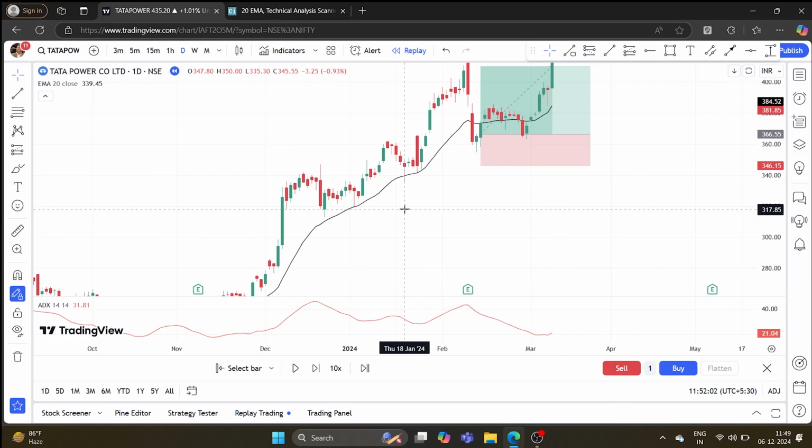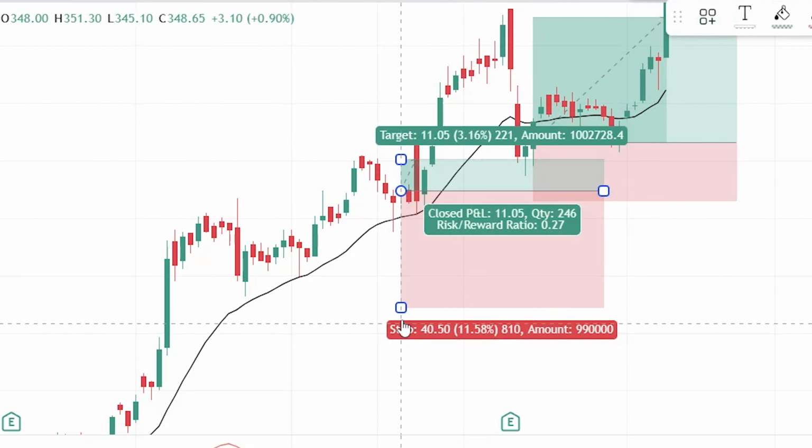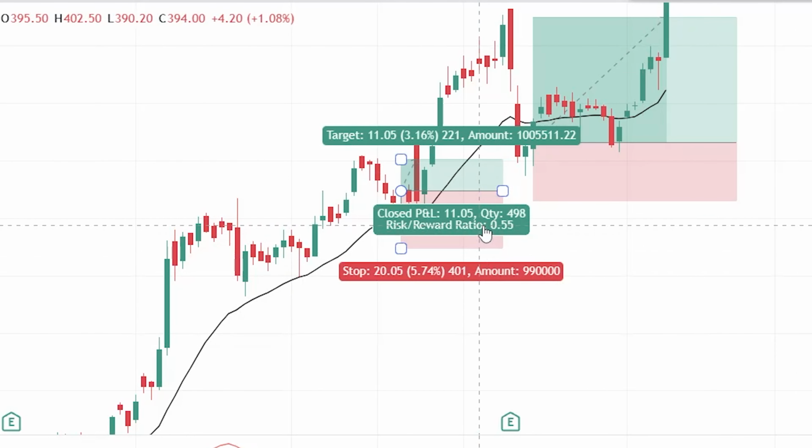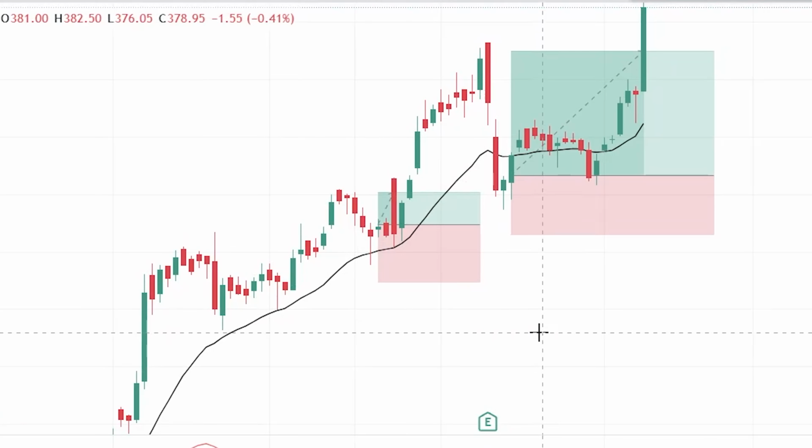Now we would have entered here, right? So our target must be just below the swing high and our stop loss must be below this low. Now it's a 0.55 risk reward strategy. That means for every 1 rupee you lose, you gain 55 paise. That's what it means. So don't take a trade which is below a 1:1 risk reward ratio. At least maintain a 1:1 risk reward ratio. You can also set this risk reward ratio to your preference.